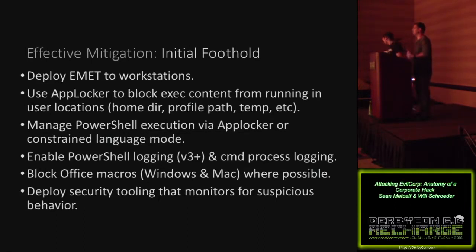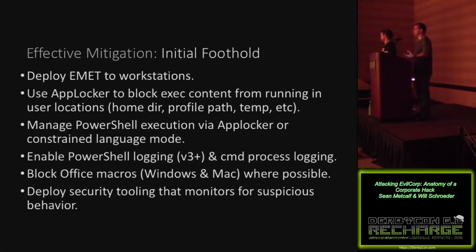AppLocker can block executable content from running in user locations like the home directory and profile path. Often ransomware takes advantage of this. The user downloads something, and they execute it, and it runs. So you can use whitelisting. This is more like blacklisting. You block certain locations so they can't actually execute the content.